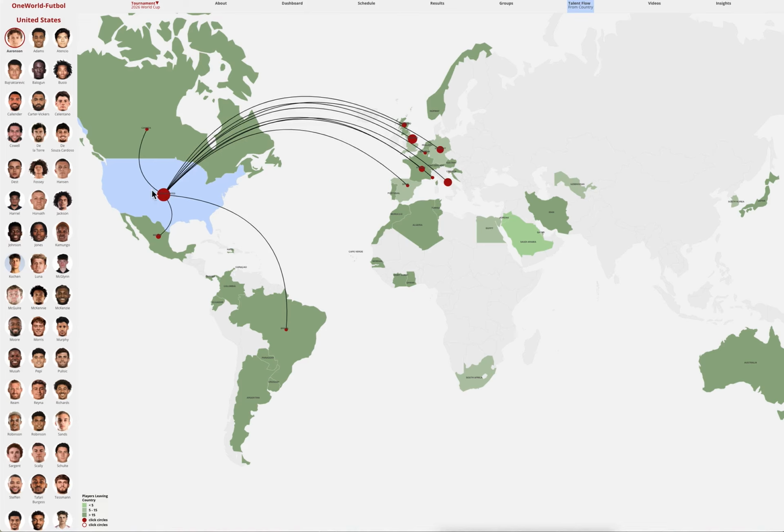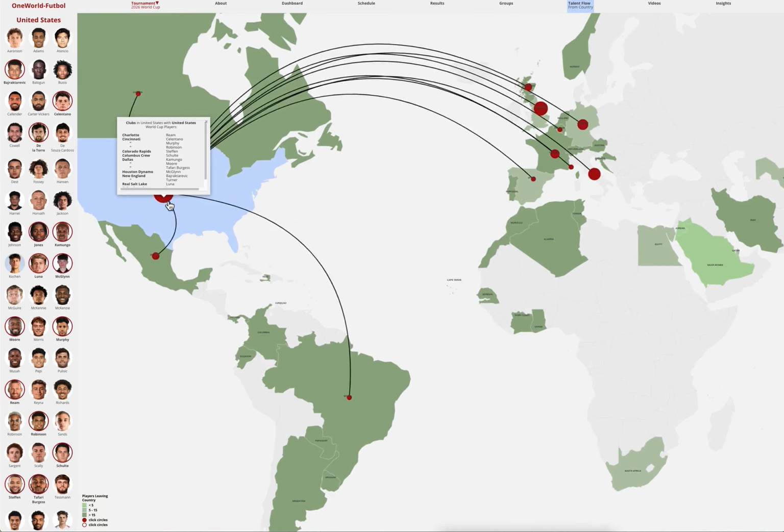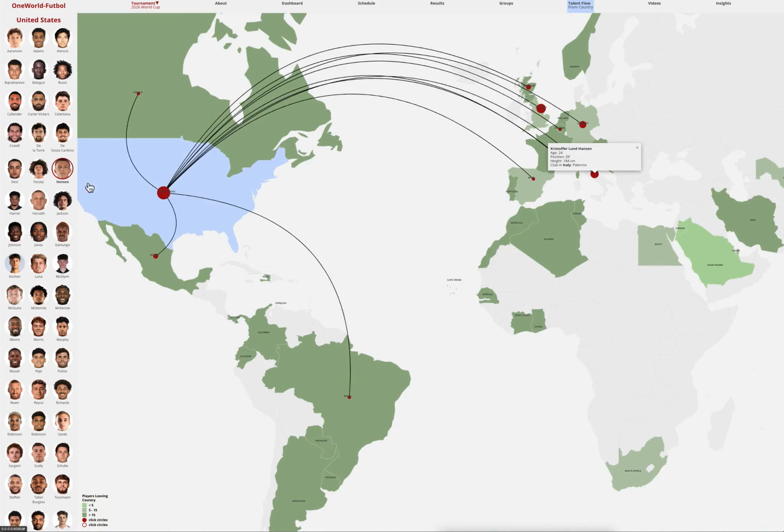Here we can see that roughly half of our players are playing in the United States, and another half, roughly, are playing outside the United States. If you click on the circle, you can actually see who the players are. They're shown here with red circles around the picture. And if you want any more detail on any player, you simply click on the player and it shows you where they play and the name of the team that they play for in whatever country. So you can dig pretty deep on this.